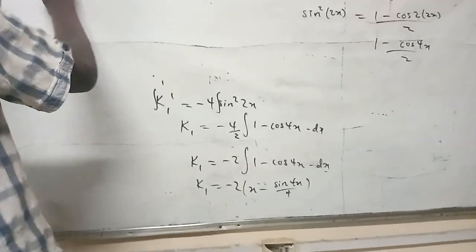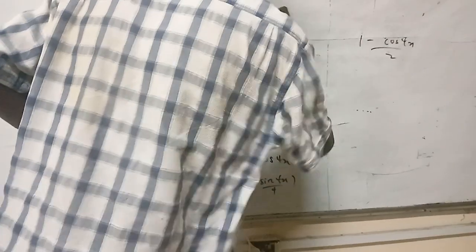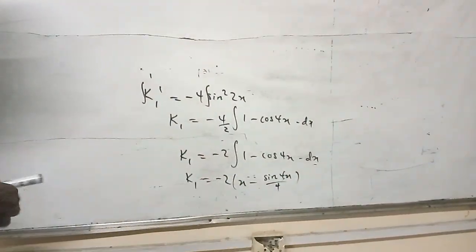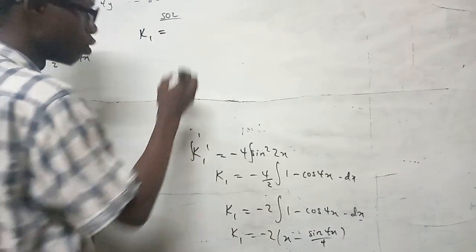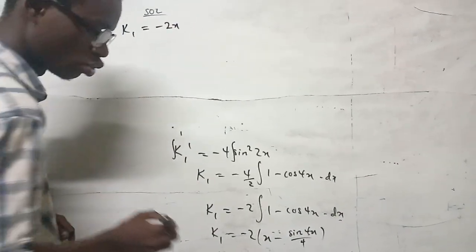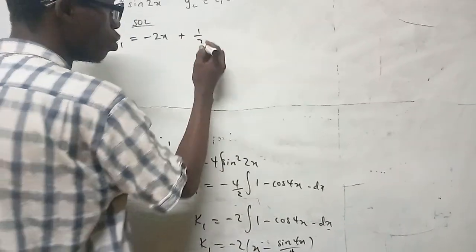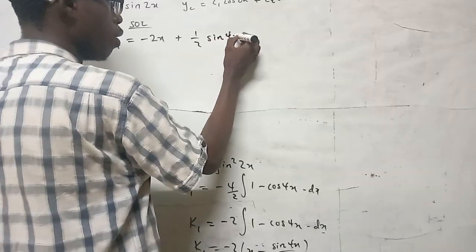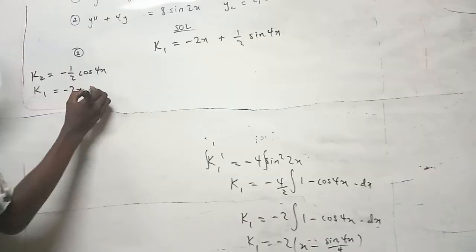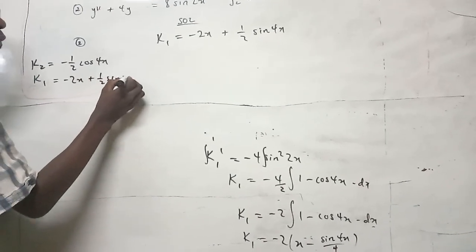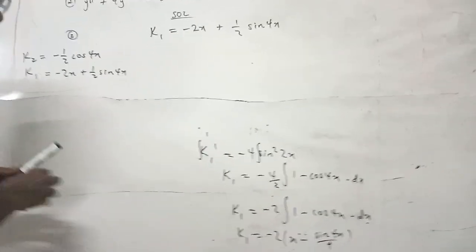So this means I can now say, simplifying this one, I can now say k1 equals to minus 2x plus 1 over 2, if 2 over 4 comes in, 1 over 2 sine 4x. Okay, let me write it there. Equals to minus 2x plus 1 over 2 sine 4x. It's correct.